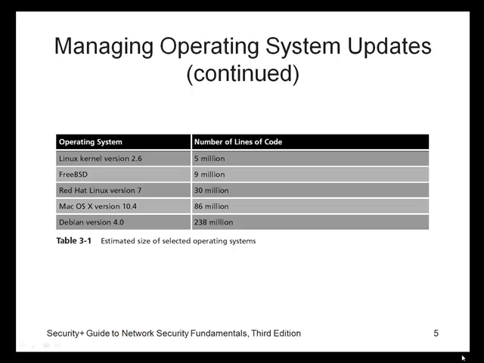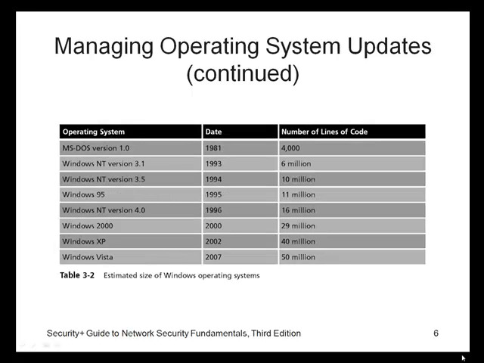So we have these things. This is the one that's in your book. Linux kernel version 2.6 has 5 million lines of code. FreeBSD 9 million. Red Hat version 7, 30 million. Mac OS X, 86 million, and Debian 238 million lines of code. That's a lot of code, huh? These are Linux releases, and those are the estimated lines that are in there.